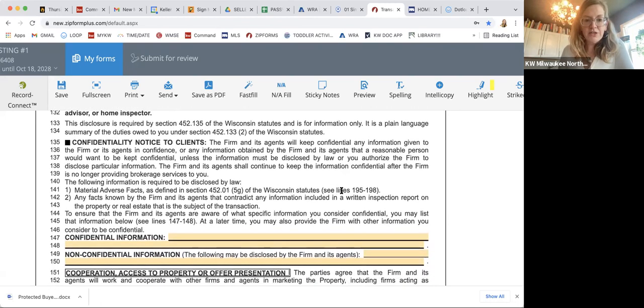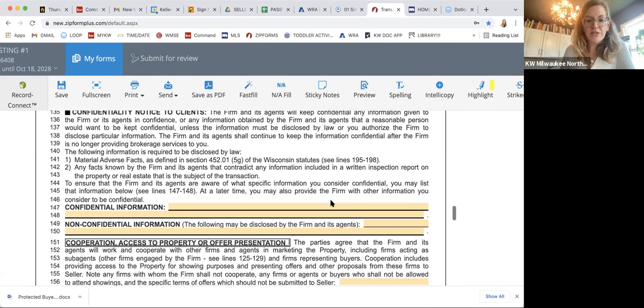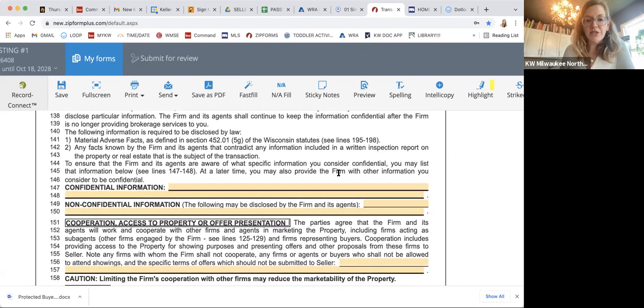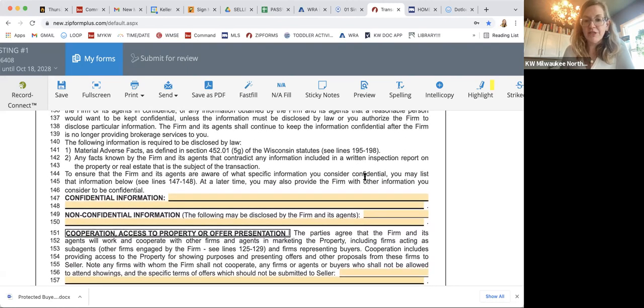So, confidentiality notice to clients. The firm and its agents will keep confidential any information given to the firm or its agents in confidence, or any information obtained by the firm and its agents that a reasonable person would want to be kept confidential. The following information is required to be disclosed to you by law: any material adverse facts, and any facts known by the firm and its agents that contradict any information included in a written inspection report on the property or real estate that is subject to the transaction.